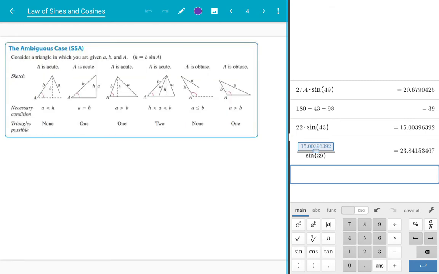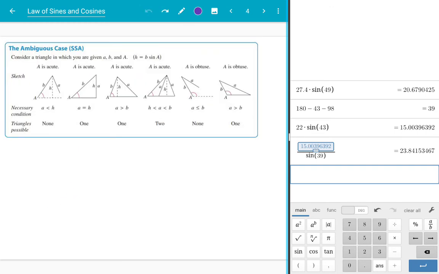Okay, so the ambiguous case is when you have side-side-angle. You're given two sides and one angle. Now I'm going to explain why this is the ambiguous case. This chart here is good for you guys to know and understand. I'm just going to try to put this chart in simpler terms. So the idea here is, let's say we have an acute angle.